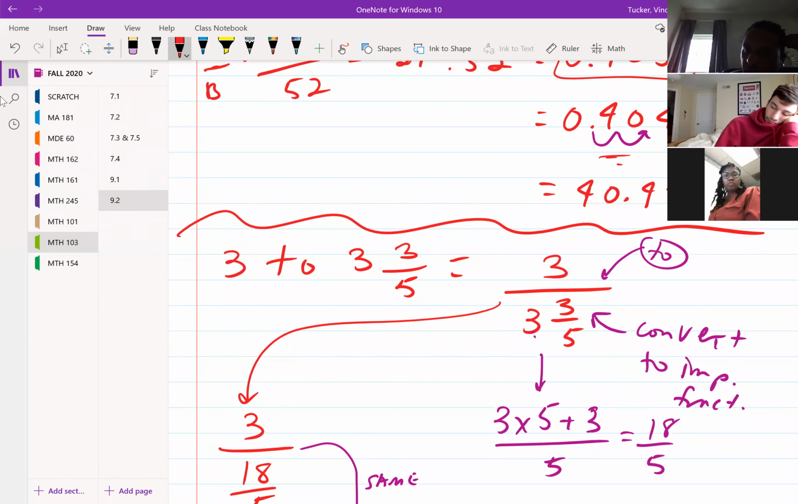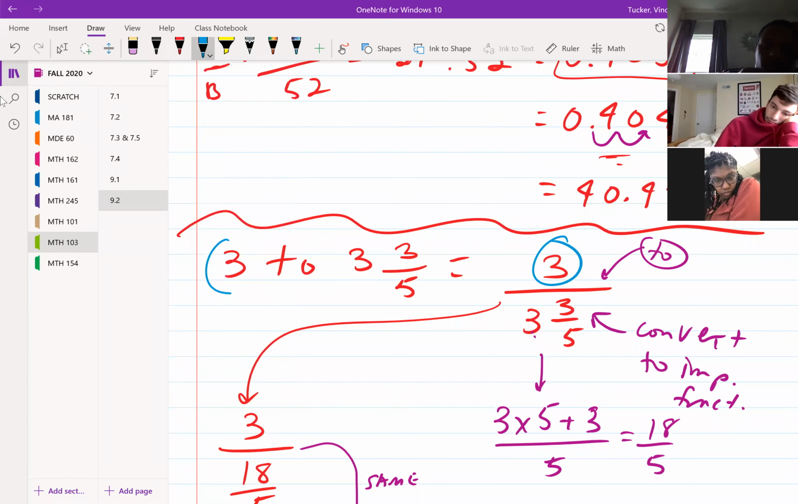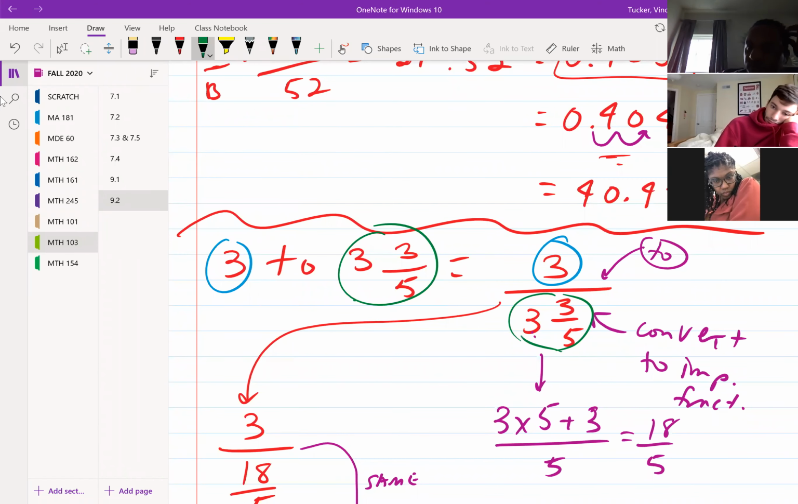So I set it up as a fraction first. 3 is my top number. And then 3 and 3/5, my bottom number. And that 2 is represented by that divisional sign. So in order to simplify further, you're going to have to convert that 3 and 3/5 to an improper fraction.